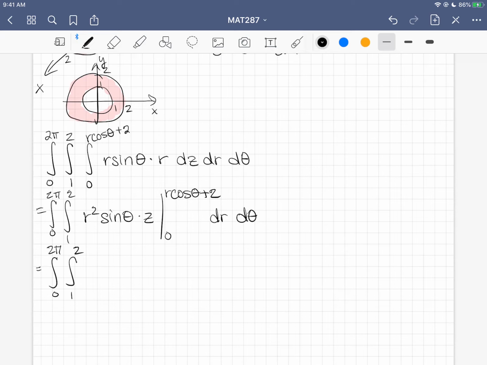can I multiply it out at once? Sure, let's do it. So I'm going to get r squared sine theta times r cosine theta plus 2, all in parentheses. So when I distribute, I get r cubed sine theta cosine theta plus 2 r squared sine theta dr d theta.